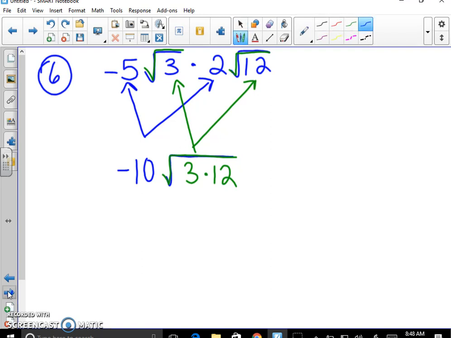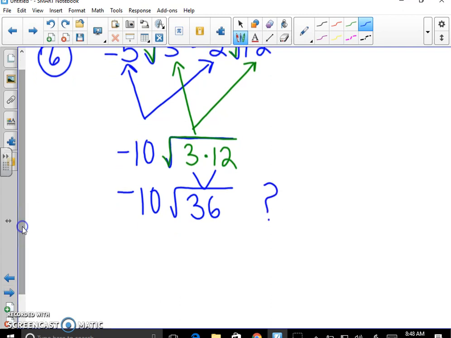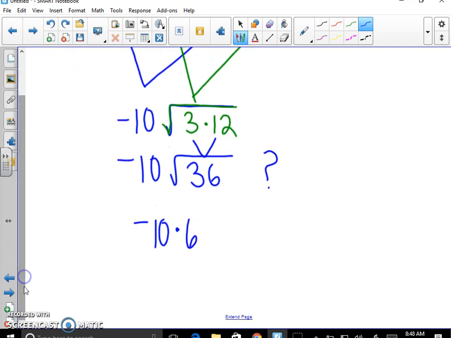Okay. All right, negative 10 is good to go. 3 times 12. Well, what is 3 times 12? It's 36. We can definitely simplify this. Can we take the root of 36? Square root of that? Absolutely. We're left with negative 10 times square root of that, which is just 6. Negative 10 times 6, negative 60 is our final answer.